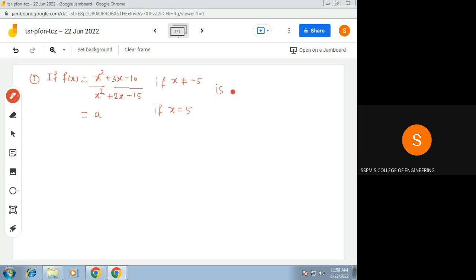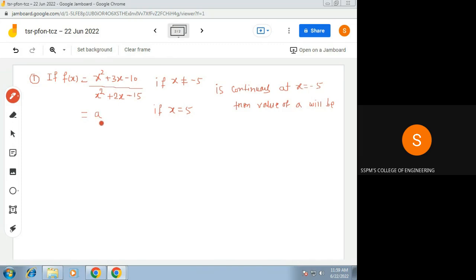This whole function is continuous. Whole function is continuous at x is minus 5. Then value of a will be... मतलब a का वैल्यू क्या हो सकता है वो आप लोगों को फाइंड आउट करना है.